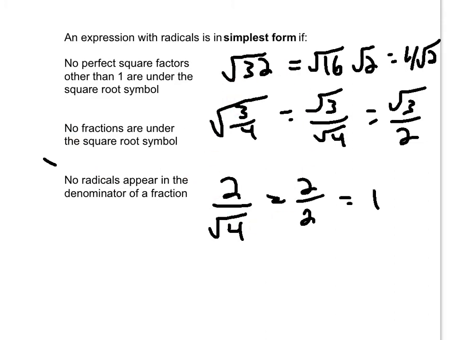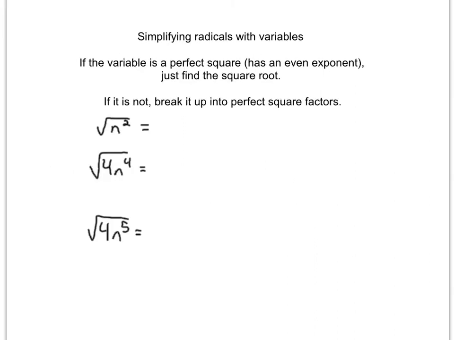Now we're applying this to variables, so let's move on. To simplify radicals with variables, if the variable is a perfect square, which means it has an even exponent, then we're going to find the square root of that. If not, we're going to break it up into perfect square factors. So let's look at the square root of n squared. Let's translate this to numbers. What if we did the square root of 4 squared? This is set up just like the square root of n squared.